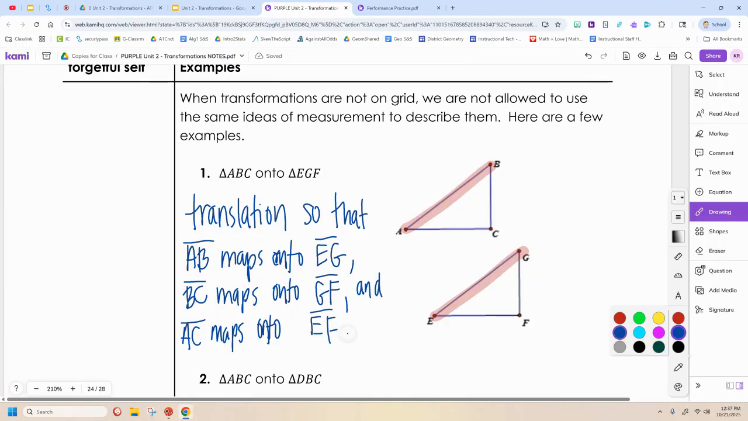Good. Okay. So that is a lot of words, but actually what we just did was something called side, side, side. Did we just move all three sides onto the other three sides? Yes, we did. So since they're mapping on perfectly, we know these triangles are congruent by side, side, side.